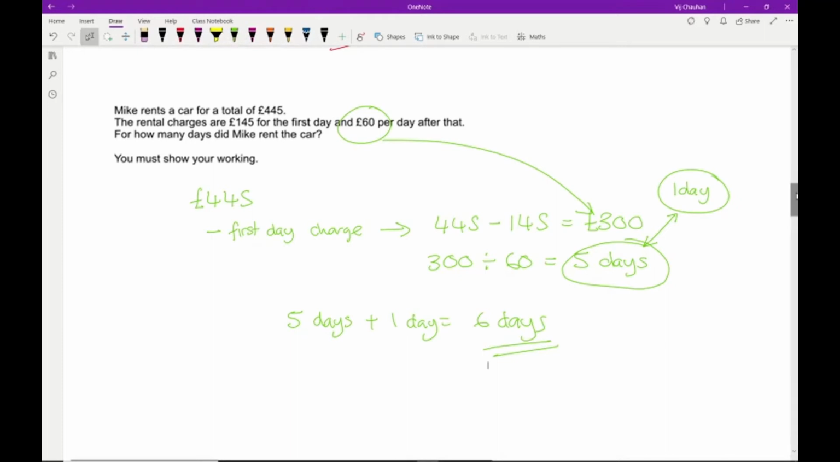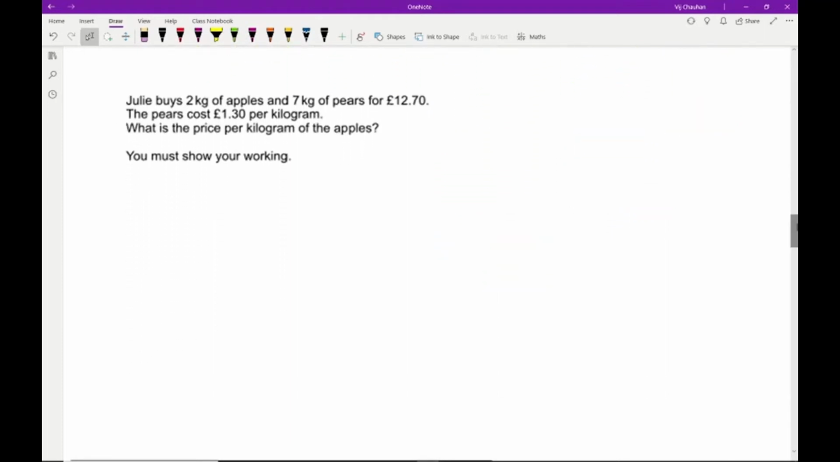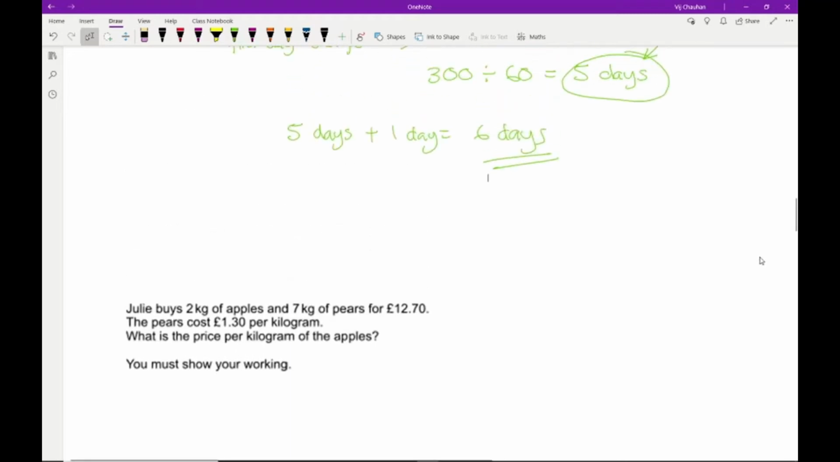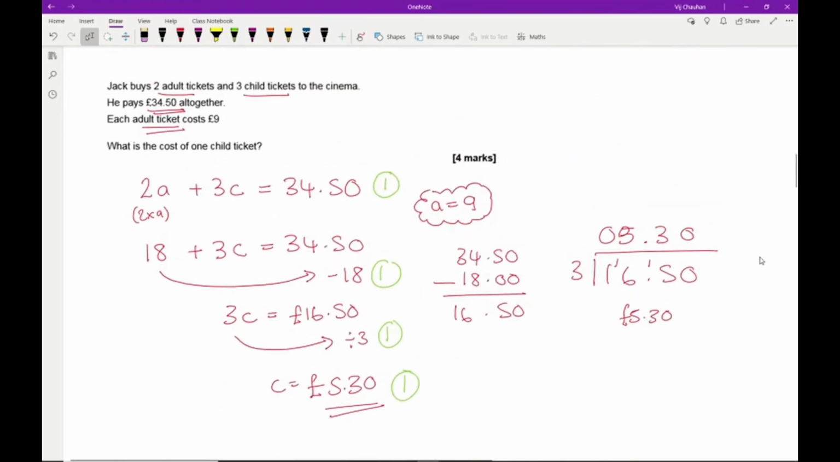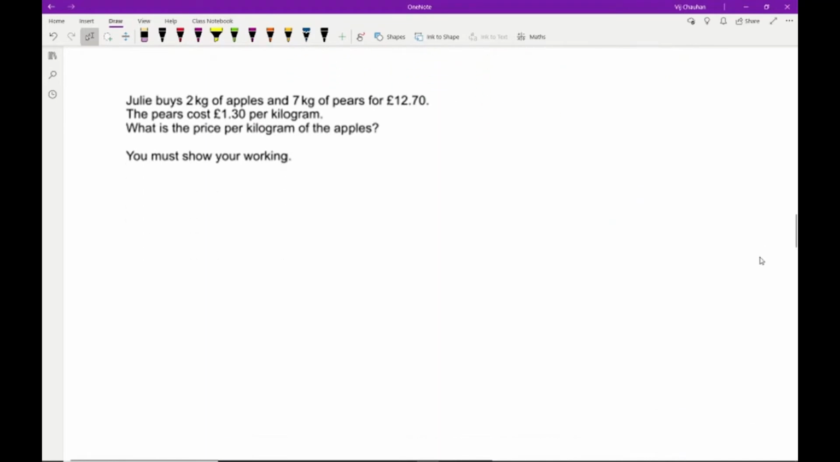Moving on to the next question, this time we're looking at Julie. Julie buys 2 kilograms of apples and 7 kilograms of pears for £12.70. The pears cost £1.30 per kilogram. What is the price per kilogram of the apples? This question is very similar to the one about Jack with the cinema tickets, exactly the same, except we're talking about Julie, apples and pears.